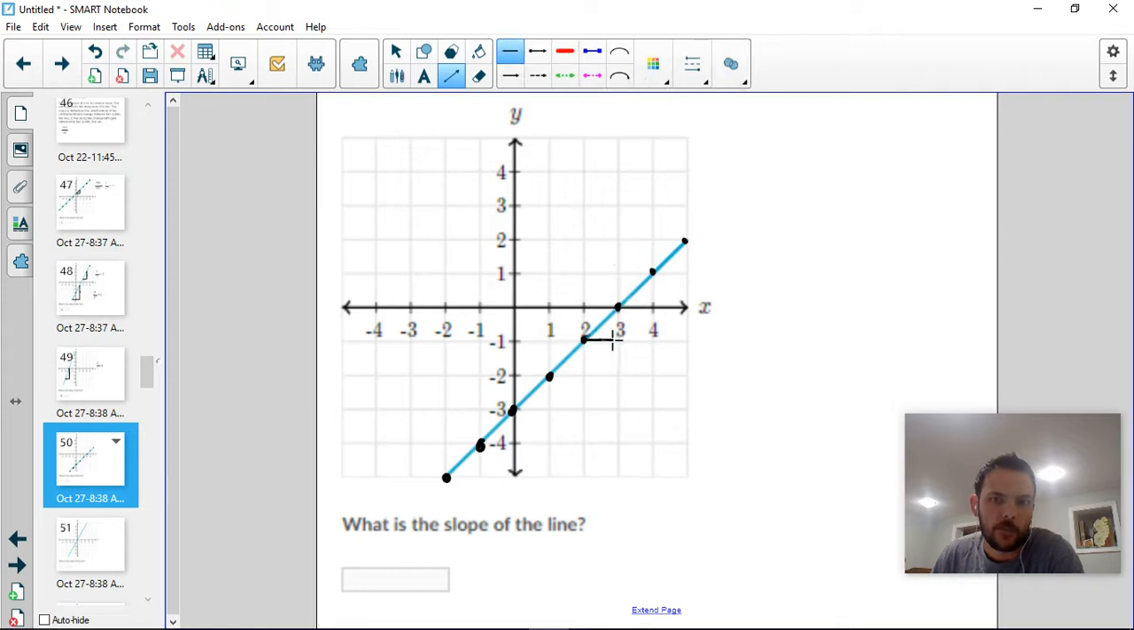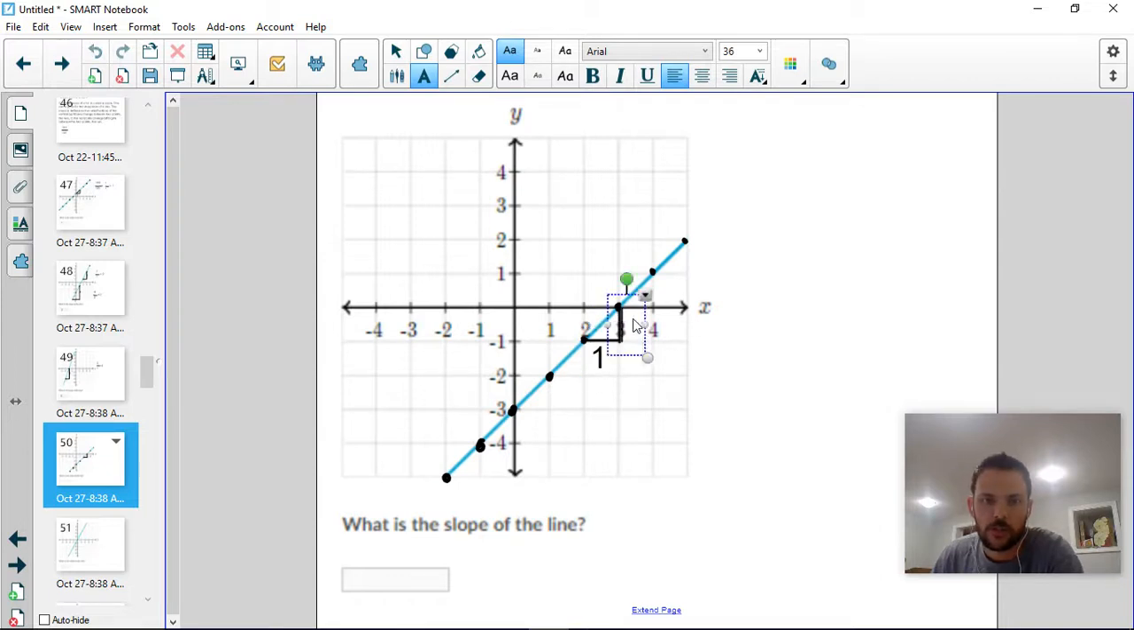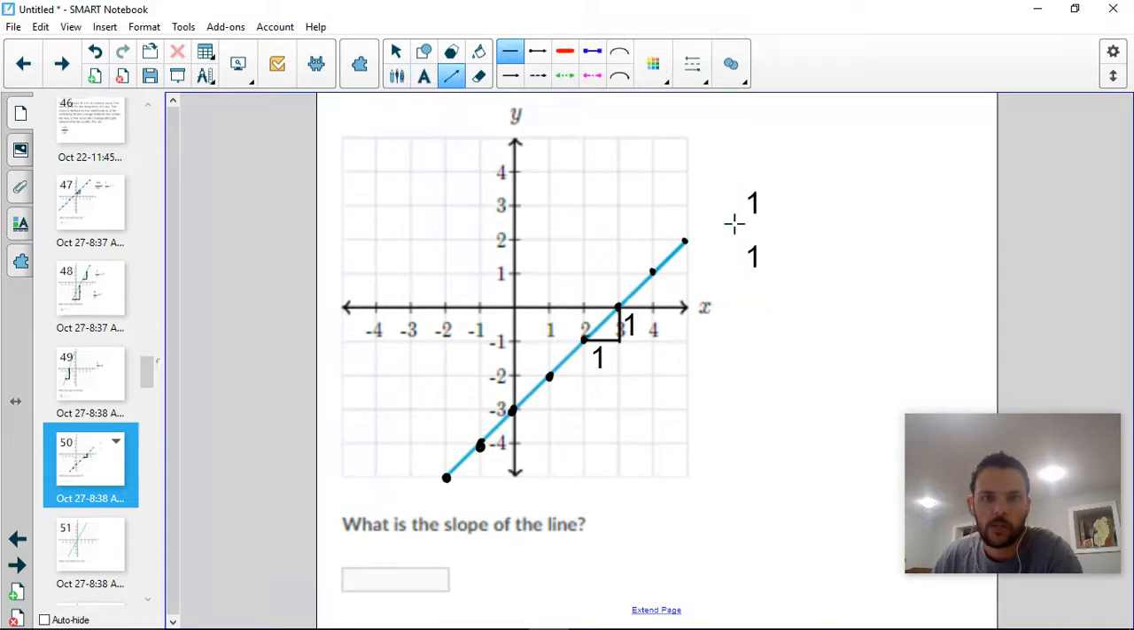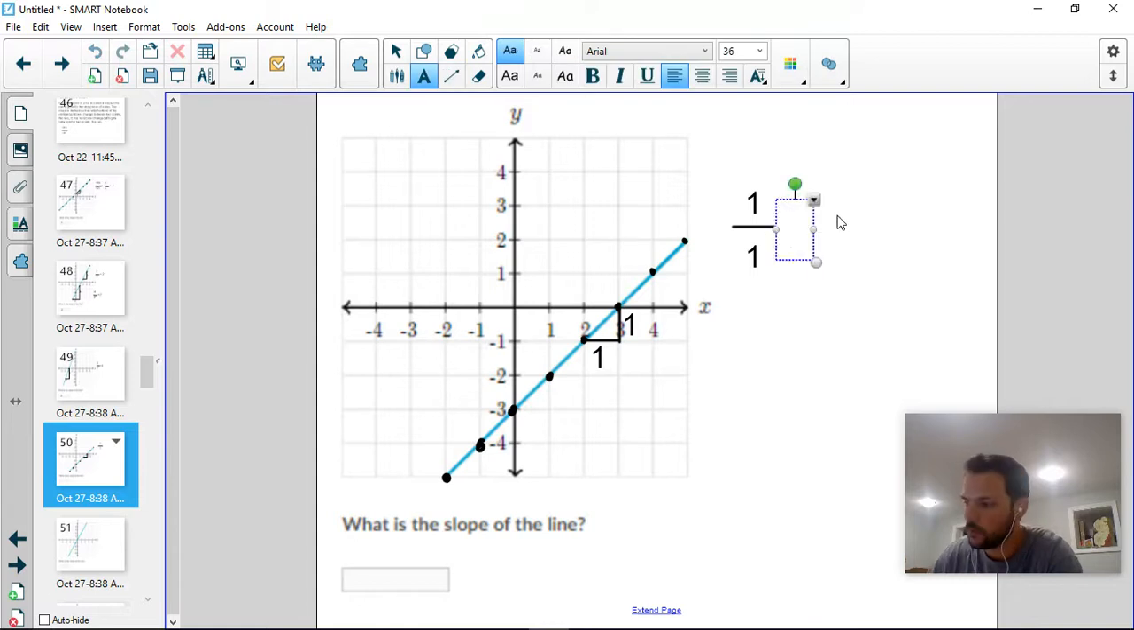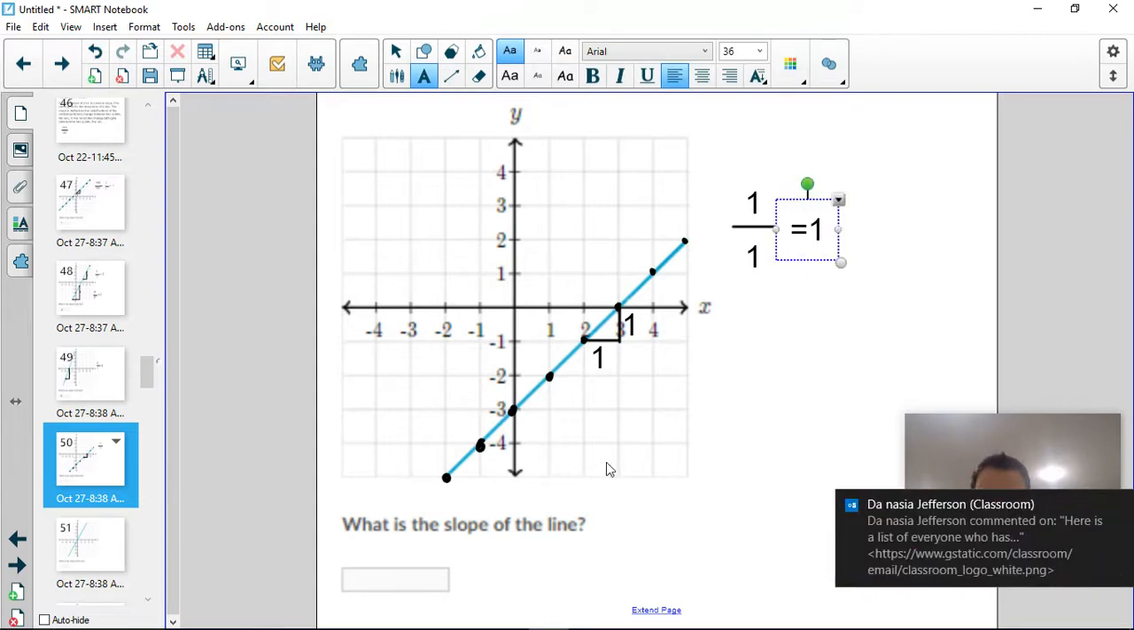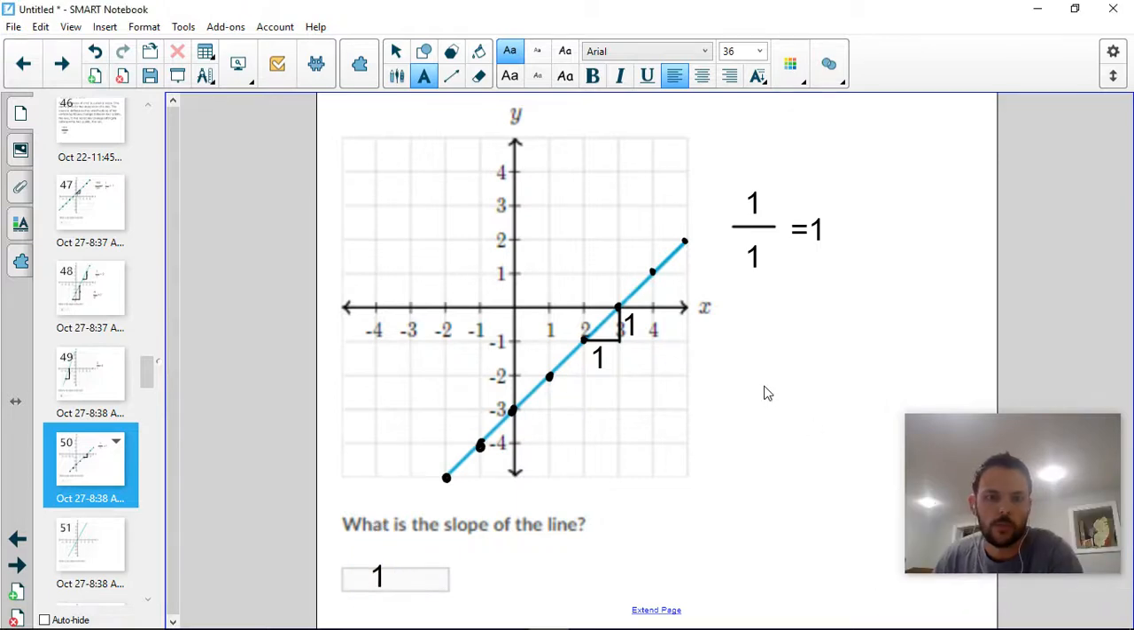All right. So let's go right 1. Let's go up 1. Well, that was easy. 1 and 1 again. That's just like the first one we did, right? So 1 over 1. Put in the line. Make that look like a fraction now. So 1 over 1 equals 1. Our slope is 1. All right, 1.